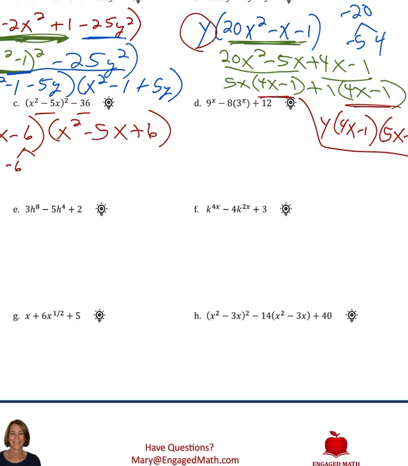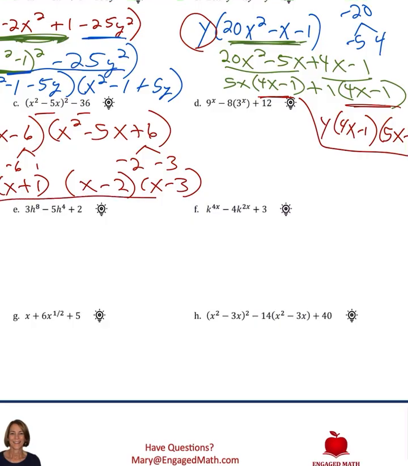Okay, what we need is -6 and +1. -6 times 1 multiplies to -6 and adds up to -5. So we can now write this as x minus 6, x plus 1. And now let's see what this becomes. Here we go. -2 and -3 multiplies to +6, adds to -5, x minus 2 and x minus 3, and we're done. This whole four-factor quantity is our factored form.